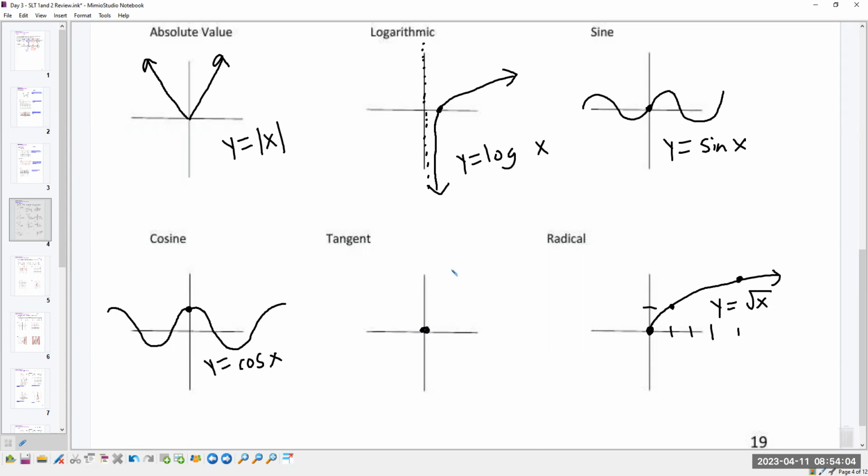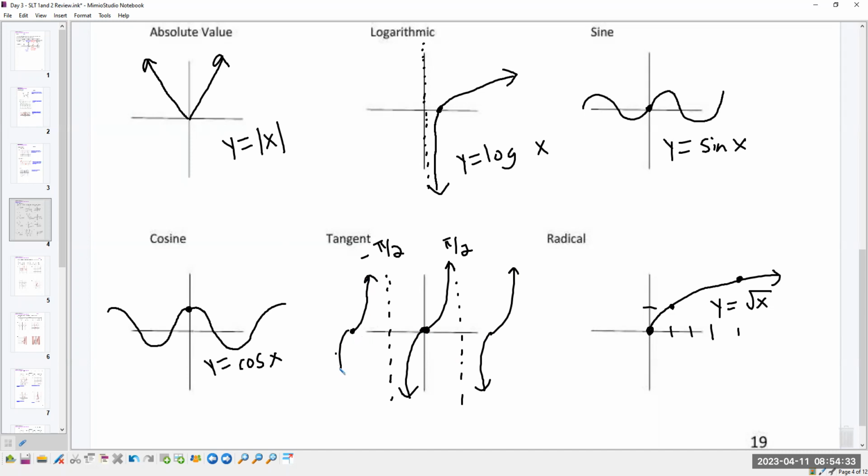Tangent has a point at (0, 0) with vertical asymptotes at pi over 2 and negative pi over 2. And then this pattern repeats. That's not the most beautiful drawing. Good thing it's not art class. And those are the parent functions we have learned thus far.